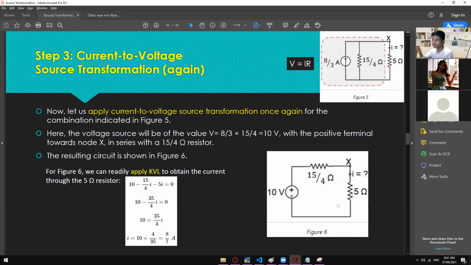From here you can apply any method that you know. Here we just applied KVL to find the current flowing here, which is 8 over 7 amps. Or you can just apply Ohm's law. You can combine those two, and you can get the total current flowing here, which is still the same, 8 over 7 amperes.